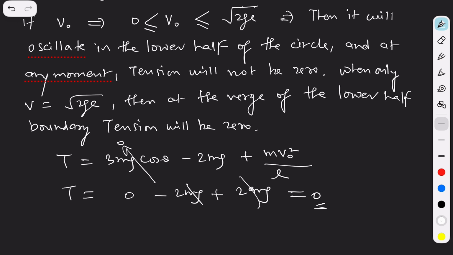Or you can say if velocity is less than root 2 gl and greater than 0, tension is never going to be 0. Velocity could be 0 at the extreme, up to which it can go, but tension is never going to be 0. That is the first thing.